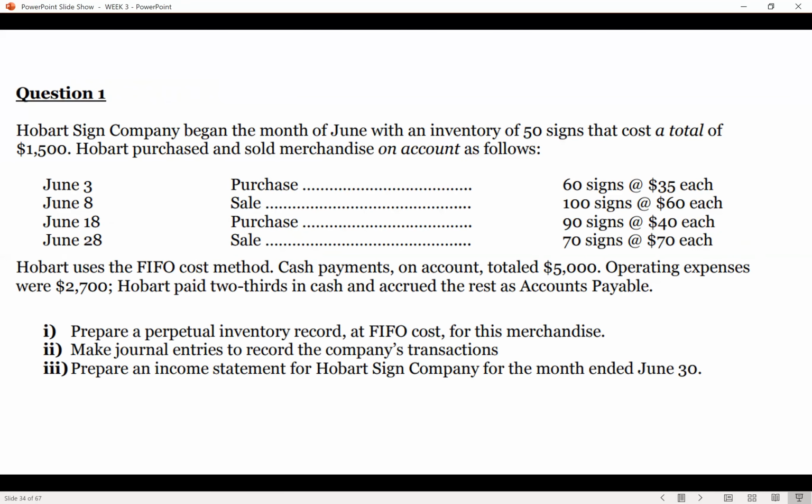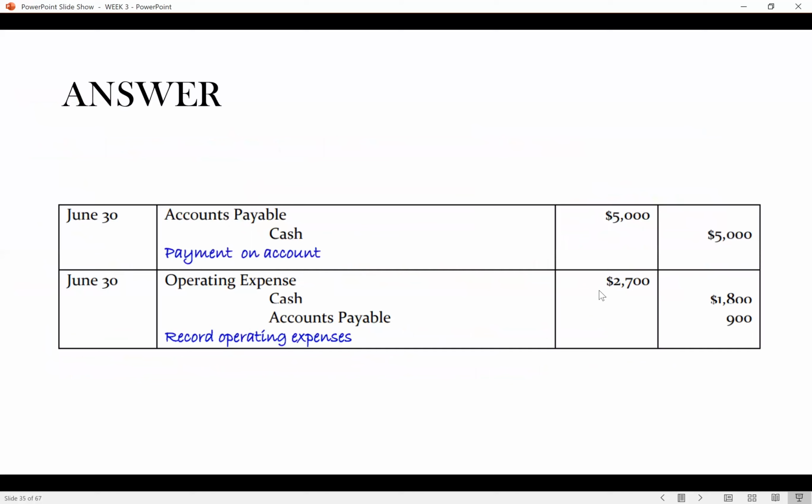The next transaction, we had operating expenses, total operating expense, 2,700. Here we paid 2/3 in cash and the remaining 1/3 in accounts payable. So here operating expense or expenses are debited. However, the credit side, we're having 2/3 of 2,700 is 1,800, right? We're crediting cash because cash is going out. And the remaining 1/3, which is 900, right, is accounts payable. So in this case, our accounts payable here is increasing until we've paid it off.